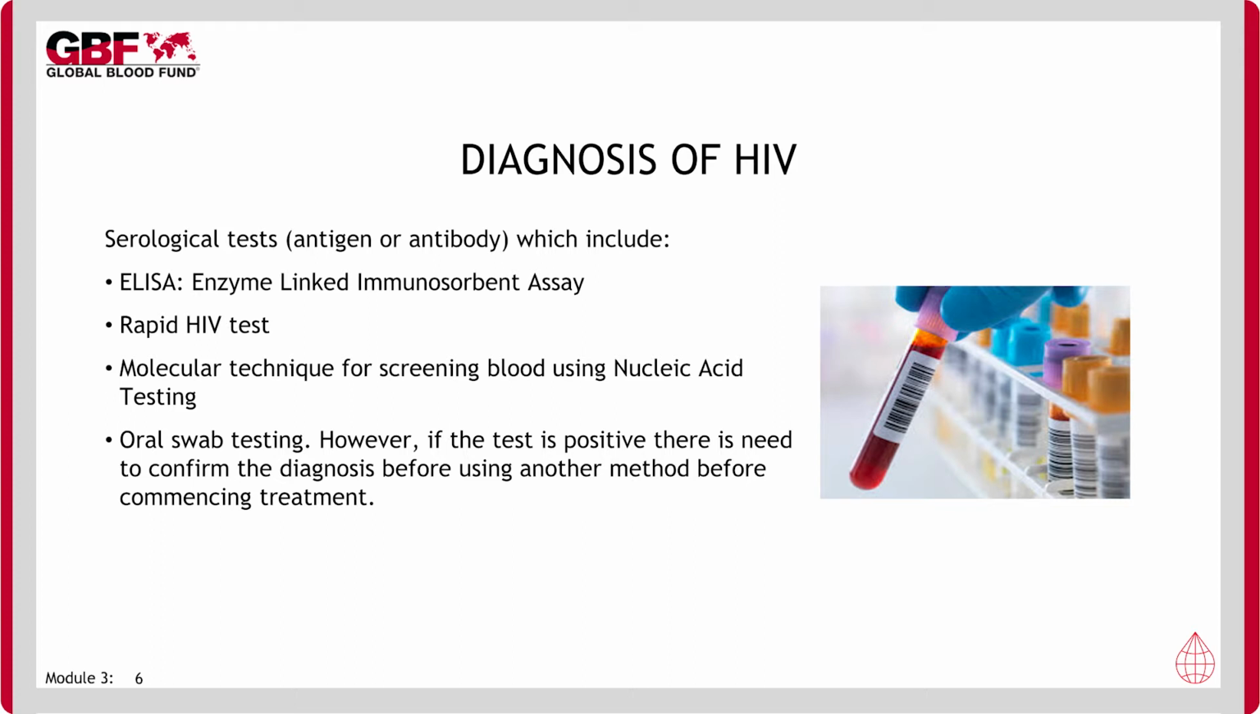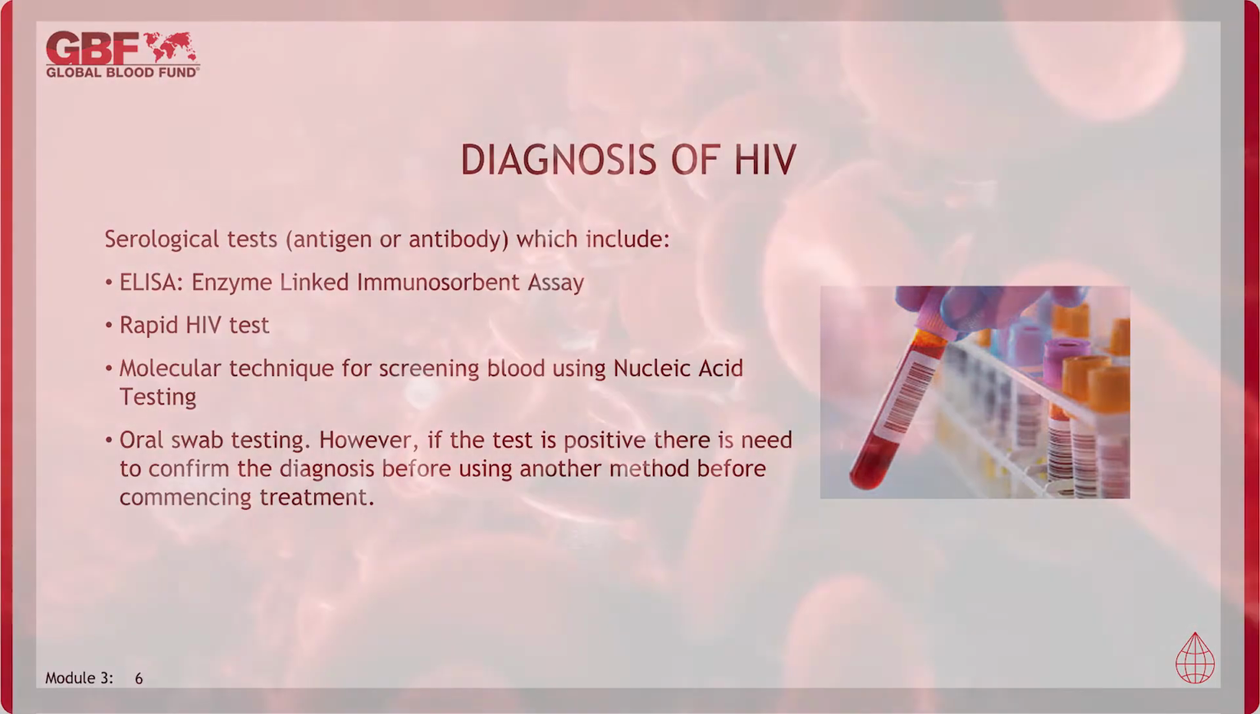Nucleic acid testing is the gold standard for detecting the HIV virus. It reduces the window period in donated blood to between 5 and 7 days. The nucleic acid test detects the actual virus in the blood. Oral swab tests can also detect antibodies if a person is infected. However, it needs to be confirmed.